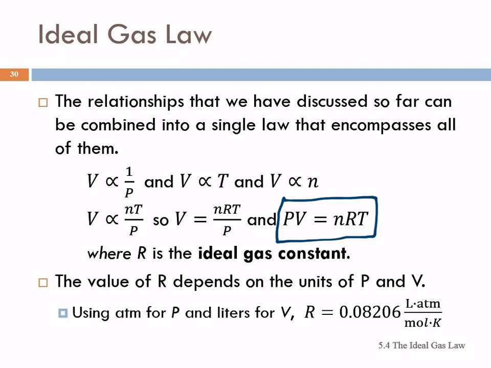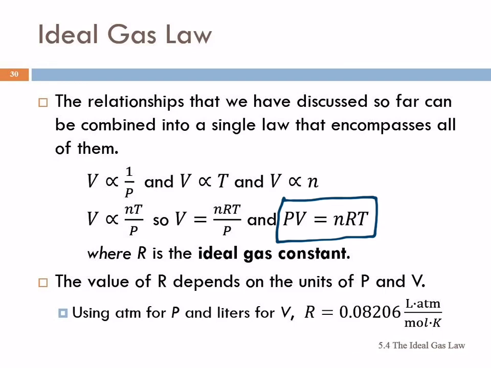And R in that equation is known as the ideal gas constant. The ideal gas constant will have different values depending on what units you use for pressure and volume. The temperature always has to be in Kelvin, so that's not an option. We often use atmospheres for pressure and liters for volume in chemistry. In other sciences, or in different applications, they may use different units.